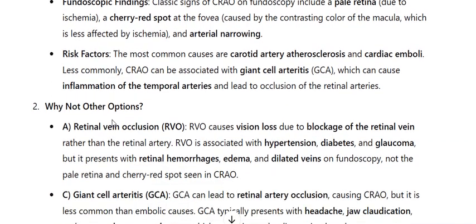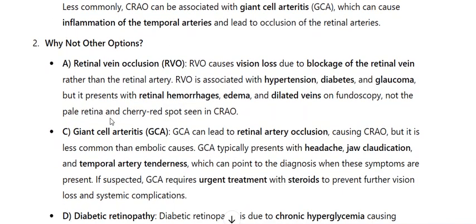2. Why not other options? A. Retinal vein occlusion, RVO. RVO causes vision loss due to blockage of the retinal vein rather than the retinal artery. RVO is associated with hypertension, diabetes, and glaucoma, but it presents with retinal hemorrhages, edema, and dilated veins on fundoscopy, not the pale retina and cherry red spot seen in CRAO.